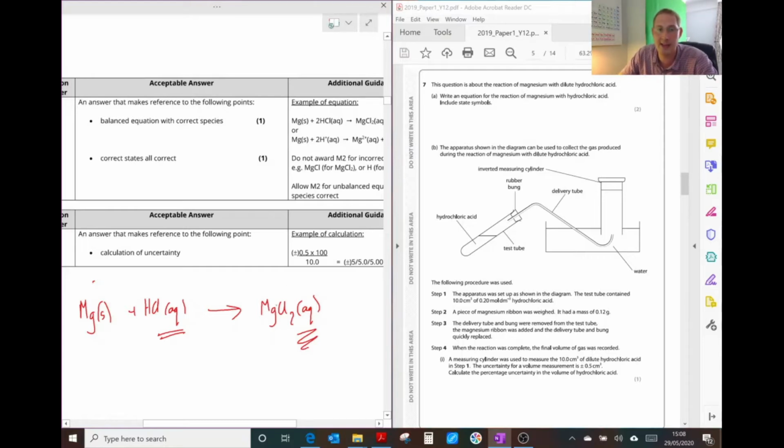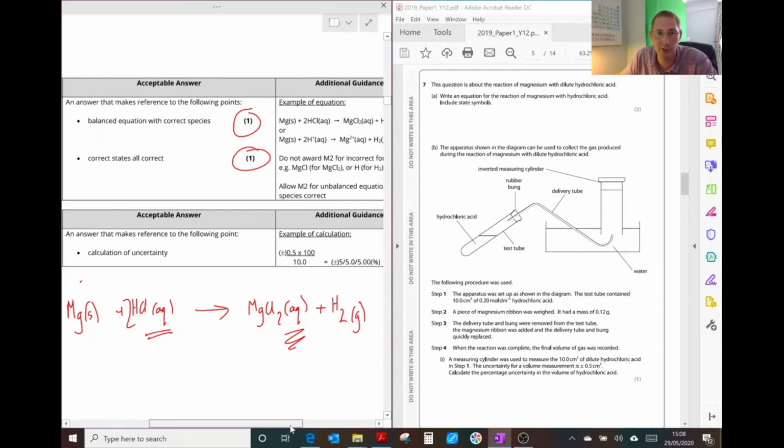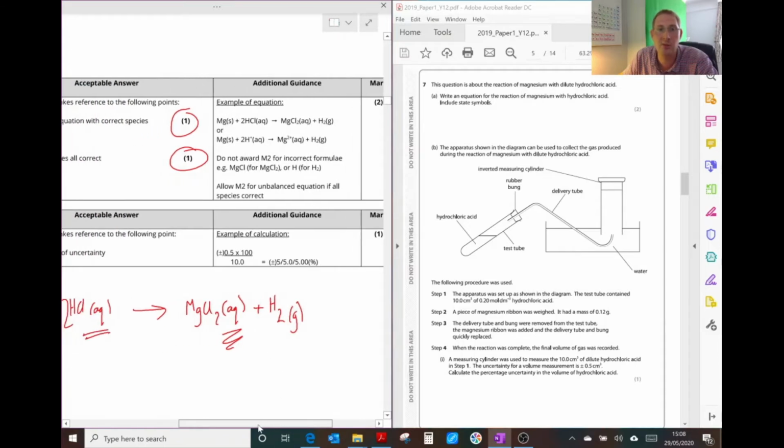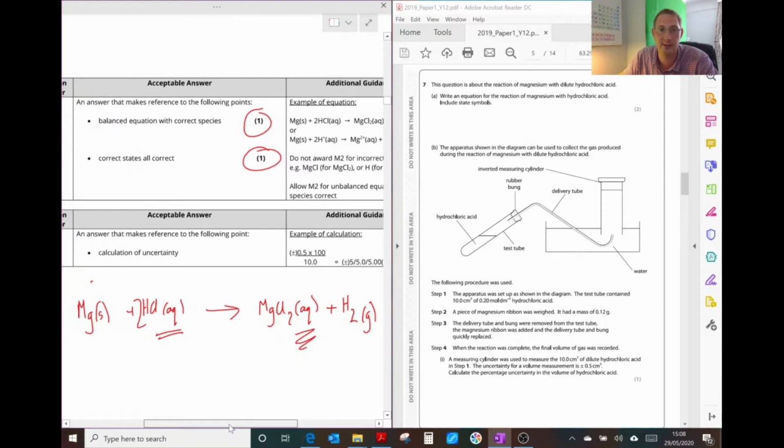You need to be able to work out MgCl2, and you also need to know that this is going to release hydrogen gas, and balancing that, 2 of those. Okay, so balance the equation with correct species, 1 mark. All states correct, 1 mark. Don't award for example MgCl instead, or H for H2. They allowed you to give the ionic equation. You could have 1 mark if all the species were correct.